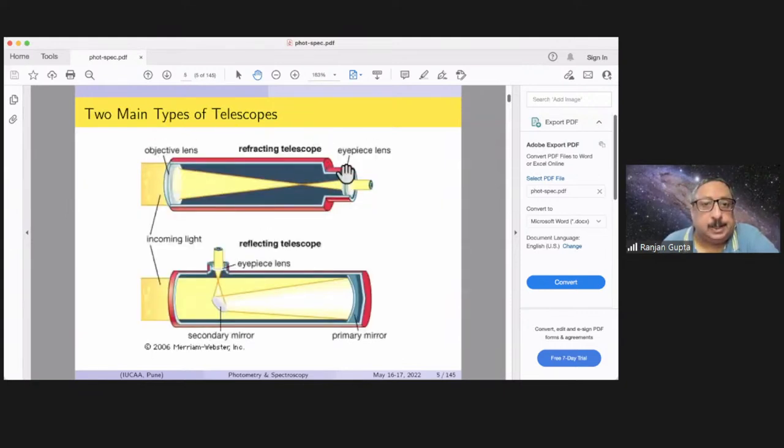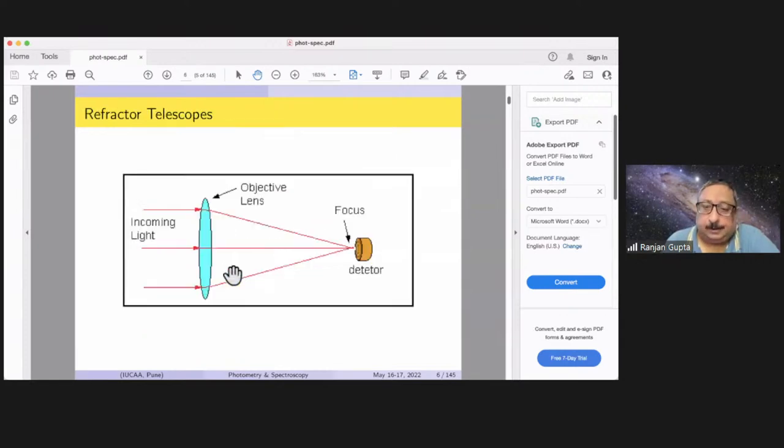So the top is a refracting telescope. This is the objective lens. The size defines how much light you can collect from infinity. And you will see the light from infinity comes as parallel rays, gets focused here, and again diverges where you use your eyepiece. Whereas the reflecting telescope has the same thing, except that now this is the primary optics, which is the primary mirror, and it focuses on a secondary mirror, and then throws the light out where you put your eyepiece. The same eyepiece here and here.